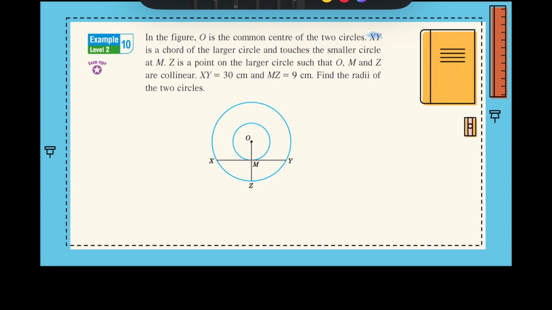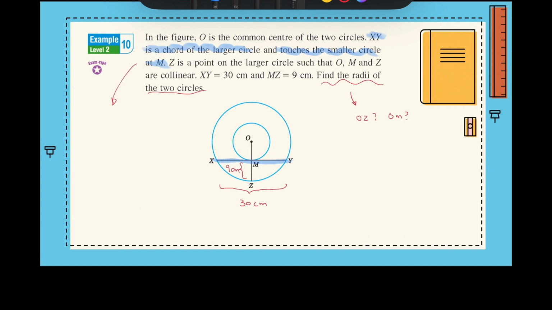Example 10. O is a common center of two circles. XY is a chord of the larger circle, and it is touching the small circle at M. So you can see that this is actually the tangent for the small circle. Z is the point on the larger circle such that O, M and Z are collinear, which means they're a straight line. XY is 30 cm, MZ is 9 cm. They ask you to find the radius of the two circles, meaning they want you to find OZ and also OM.